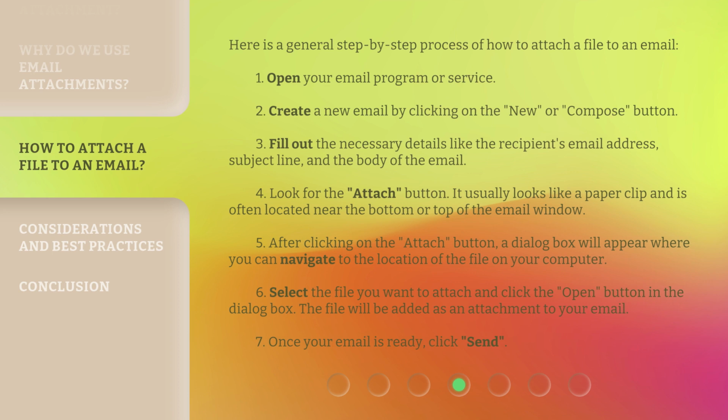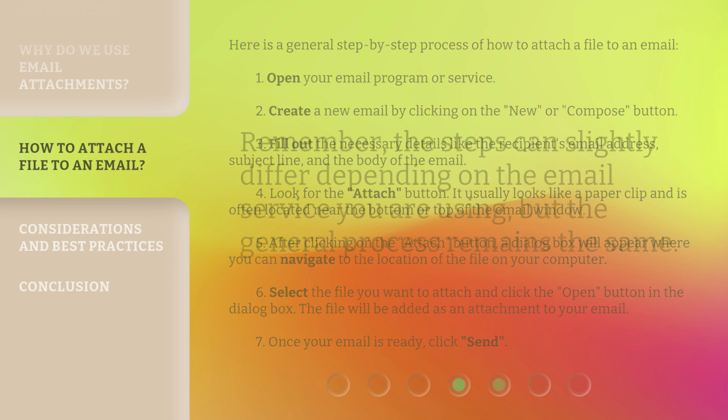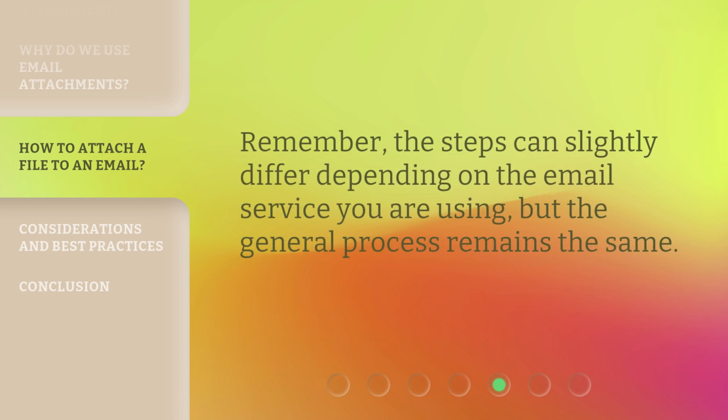5. After clicking on the Attach button, a dialog box will appear where you can navigate to the location of the file on your computer. 6. Select the file you want to attach and click the Open button in the dialog box. The file will be added as an attachment to your email. 7. Once your email is ready, click Send. Remember, the steps can slightly differ depending on the email service you are using, but the general process remains the same.